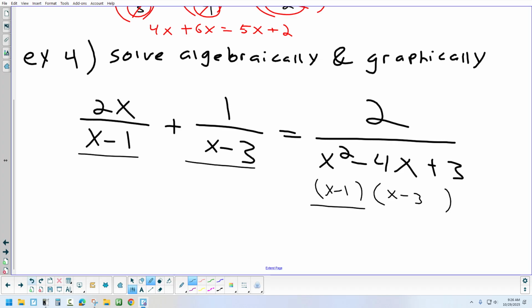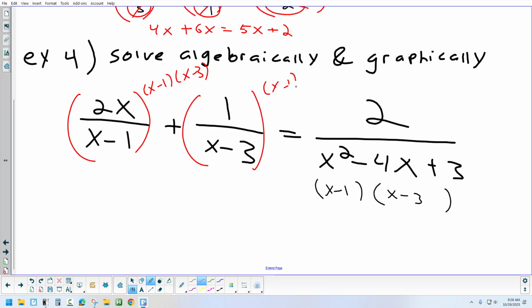All right, so what are we going to multiply everything by in this one? Each term is going to get multiplied by x minus 1 times x minus 3. And don't do that out, because things are going to cancel. If you multiply it out, it's not going to be easy to see what cancels. Okay, so do it there. Do it over there. And one more time over here.